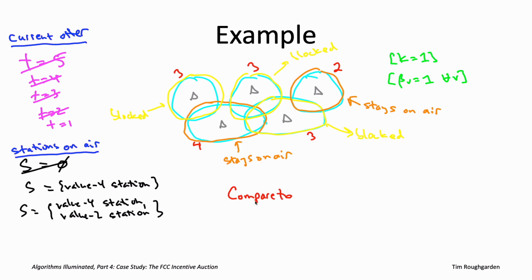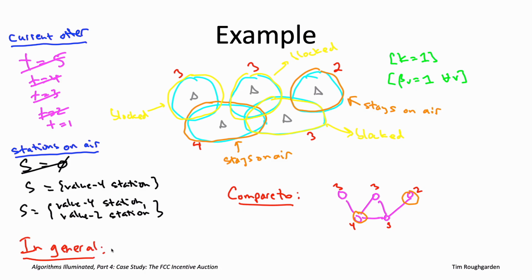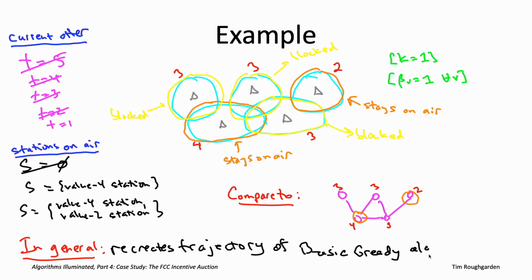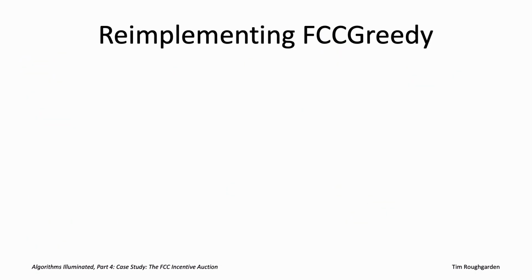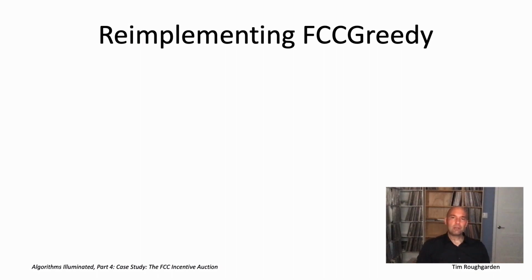Right, so here on the bottom right of the slide, I've shown you the weighted independent set instance that corresponds to this collection of 5 stations. Stations become vertices, overlapping stations become edges, and station values become vertex weights. And in this iterative algorithm that we just discussed, stations drop out, meaning stations go back on the air, in non-increasing order of value subject to feasibility, exactly as in the basic greedy algorithm. That's how you faithfully recreate the trajectory of the basic greedy algorithm for the weighted independent set problem.